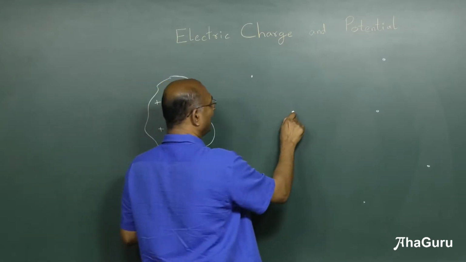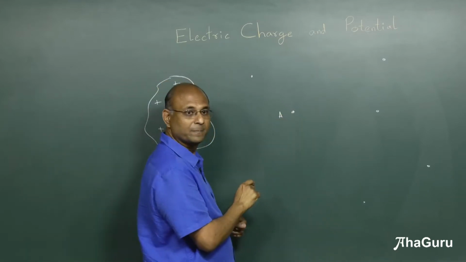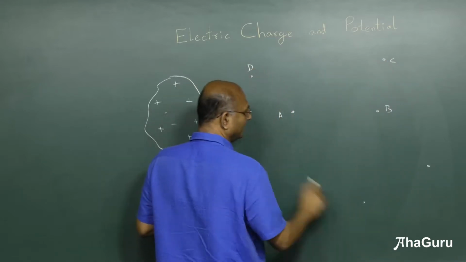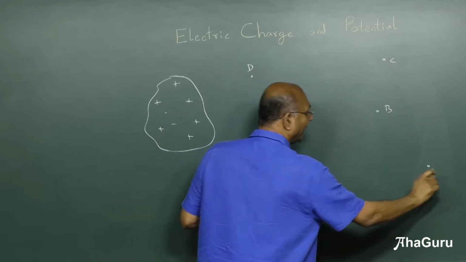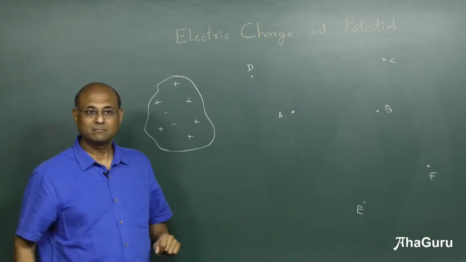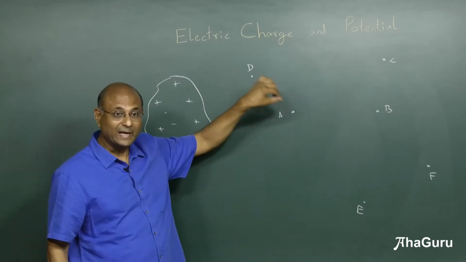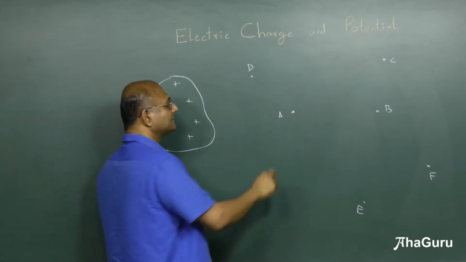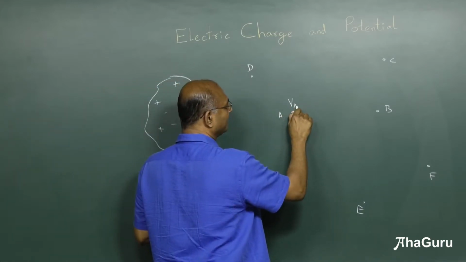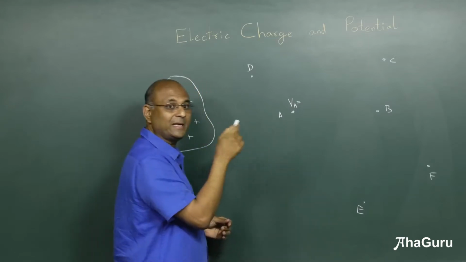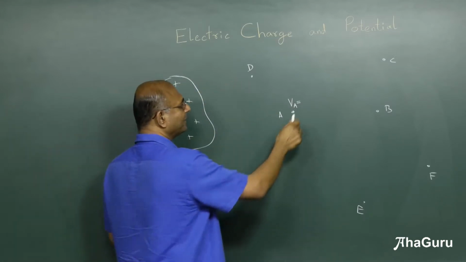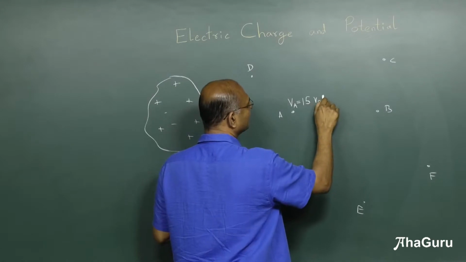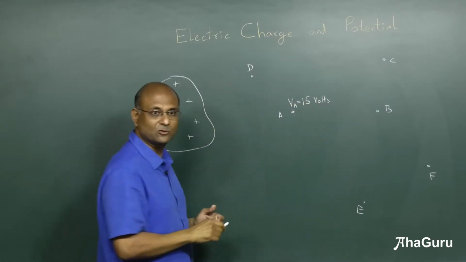So let us say that this point is A. Let us say that point is B, C, D, E, F, etc. At each place there is a number. That number at A is called the electric potential at A. The symbol we use is VA. So we will say VA is some number. Let me just say that this number is 15 volts. The unit for this is volts.